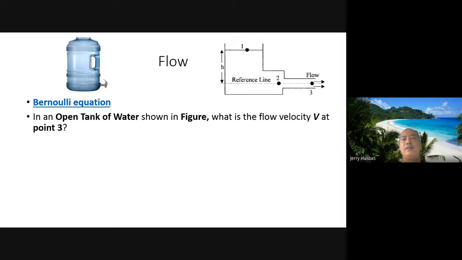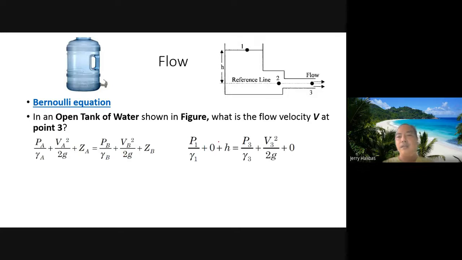So the question now is, in an open tank, like a water dispenser, it is an open tank, it is not pressurized. So in an open tank of water, what is now the flow velocity at point 3? You use the Bernoulli's equation. The kinetic energy is zero, or rather, the velocity is initially zero. But once you open it, it becomes kinetic energy. Okay?